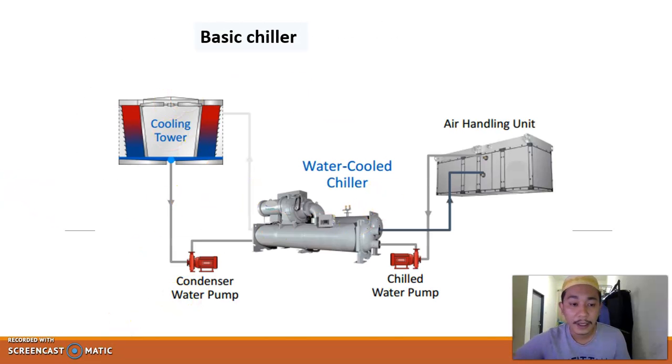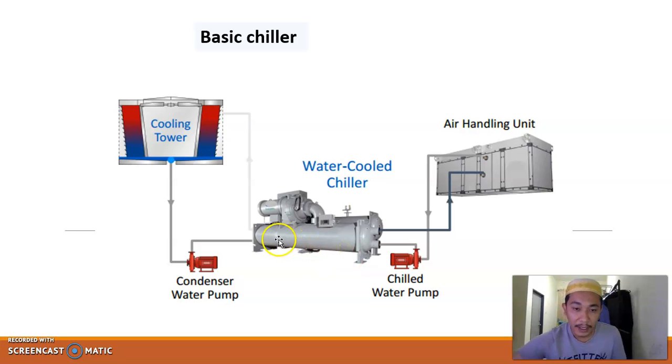So basically, this is the basic chiller schematic diagram. This is, for example, a water cooled chiller. The water cooled chiller is the equipment that creates the chill water. The chill water will go through the chill water pipe to the air handling unit, or maybe to the fan coil unit, and it is pushed by the chill water pump.